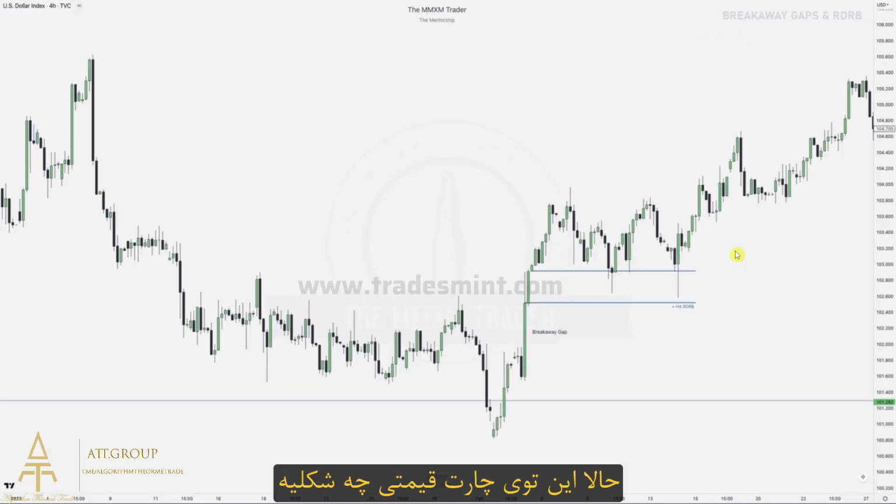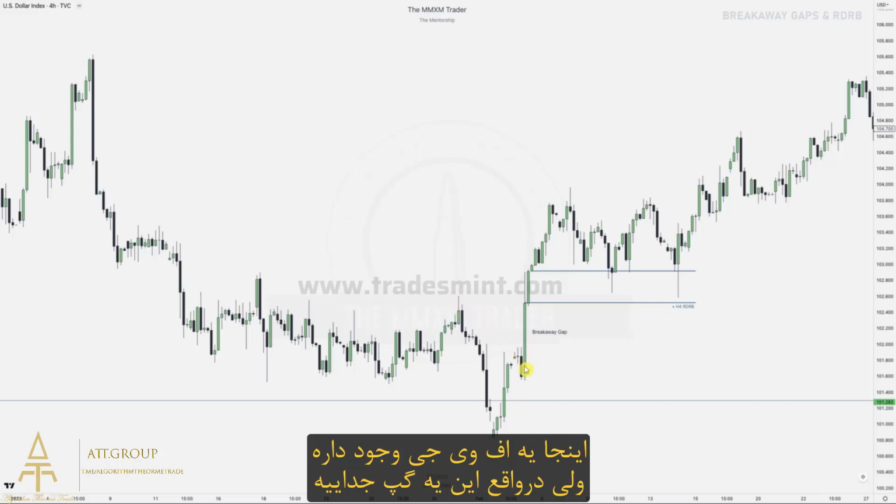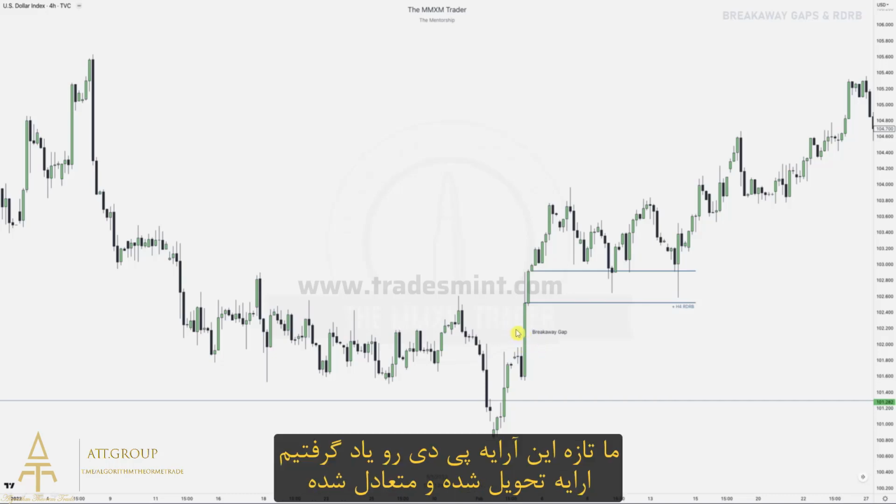Now, how does that look with a price action chart? We've got the US dollar index 4-hour chart over here. And then think about this. There is a fair value gap here, but it is a breakaway gap. Now, why is it a breakaway gap? We just learned about this new PD array, the redelivered rebalanced PD array.